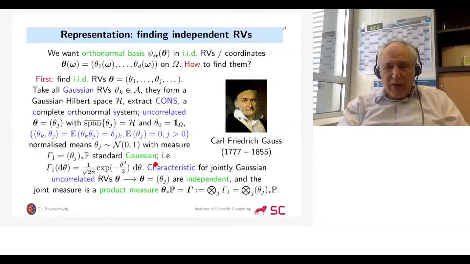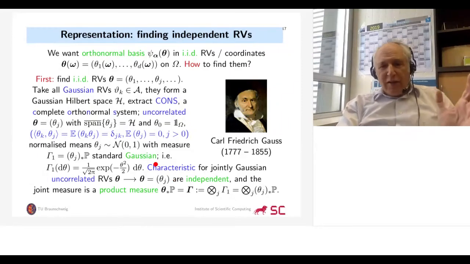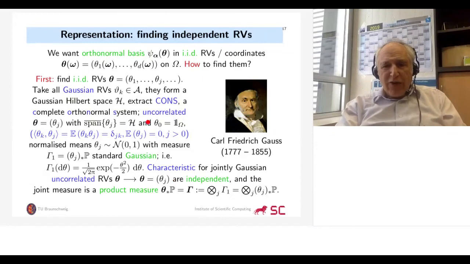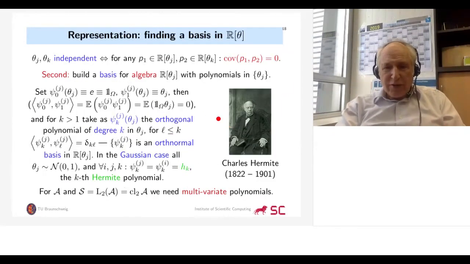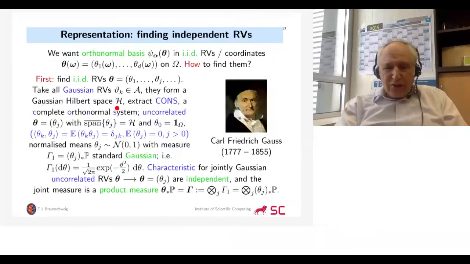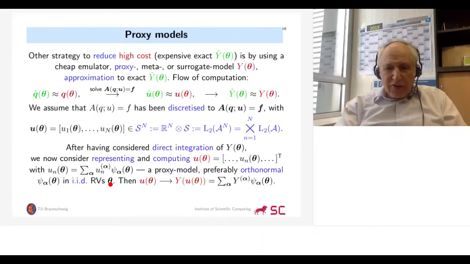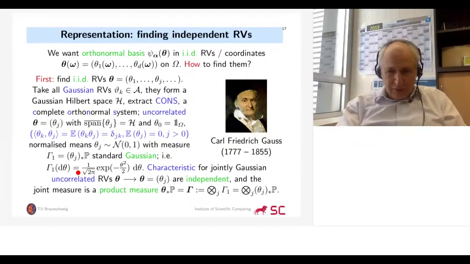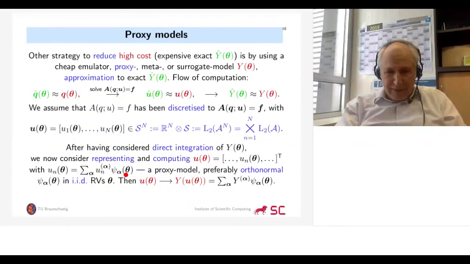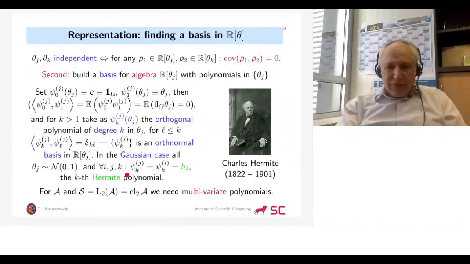This is a way of constructing identically distributed independent random variables on my domain omega. So it's an orthogonalization procedure. Now we want to find good functions here. Remember, we want functions psi alpha with which we can approximate these random variables. So we found now the theta, the basic random variables, but they're not enough.